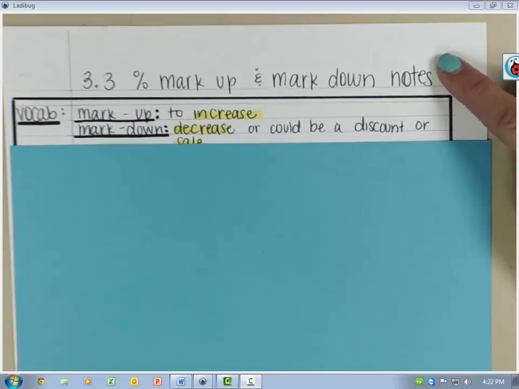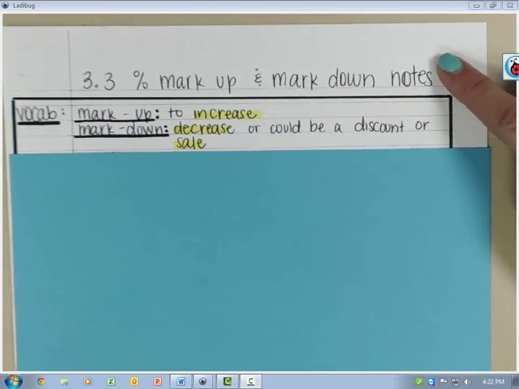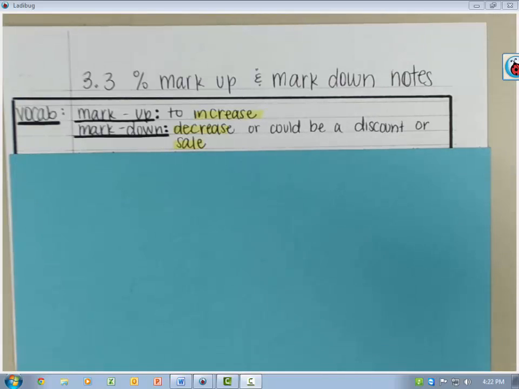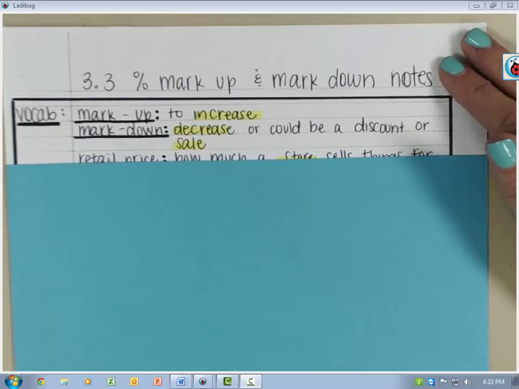To mark down, that means to decrease. So, it could be a discount or a sale. Okay, decrease, because if you're getting a discount or a sale, you're getting money taken away from the original cost, right? Think about when you go buy shoes. If they're discounted, you're not going to pay as much as you normally would. You're going to pay less.